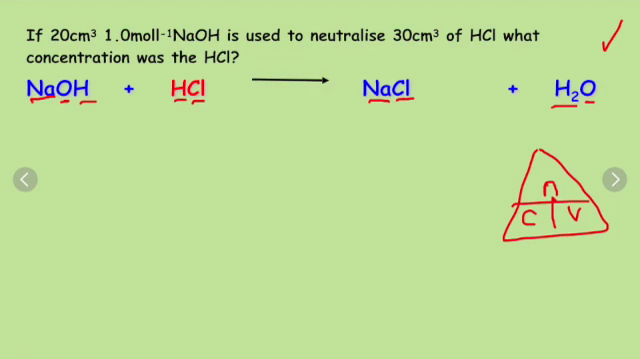Next thing that we're going to do is write down the information that we have from the question. So they're telling us, and I'm going to use a color system here, that we have 20 centimeters cubed and a concentration of 1 mole per liter of the base and 30 centimeters cubed of the acid. So let's write that down. So we have volume of the base, so I put VB, 20 centimeters cubed.